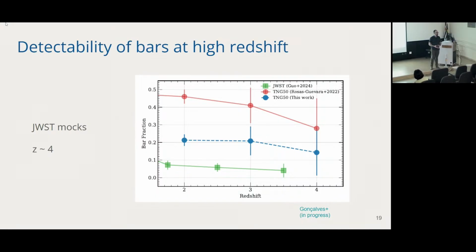Probably the Euclid data, which is limited to redshift about 1, will be more robust, probably more reliable. But you're right, the number of galaxies is small, not only in the observations, but also in the simulation. So the fractions from the simulations are also from small numbers of galaxies.